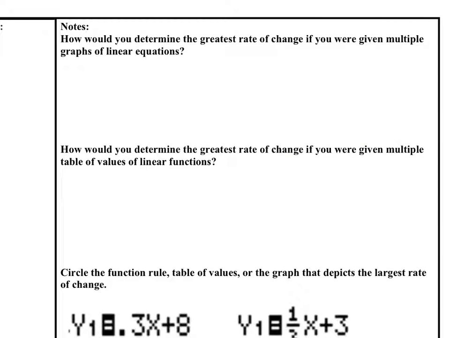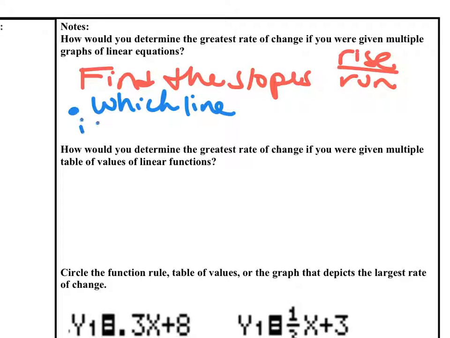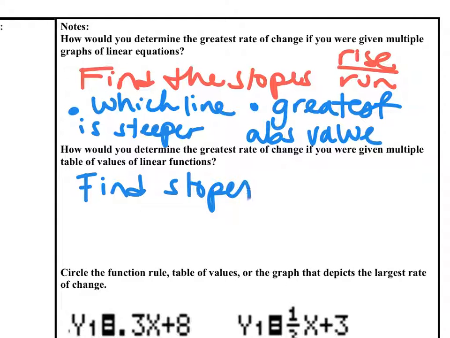So for a graph, find the slopes, which is the rise over the run. You can look at two things. Which is the steeper line? Or the greatest absolute value of the slope. So for a table, find the slope, and then ask which absolute value is greatest.